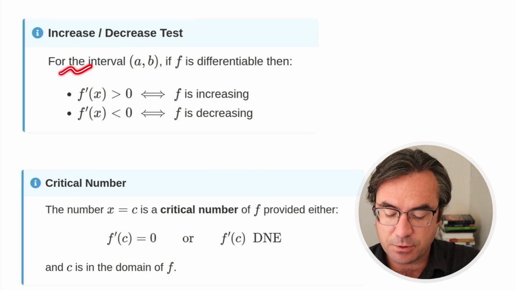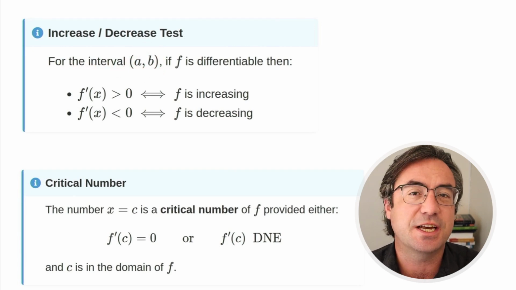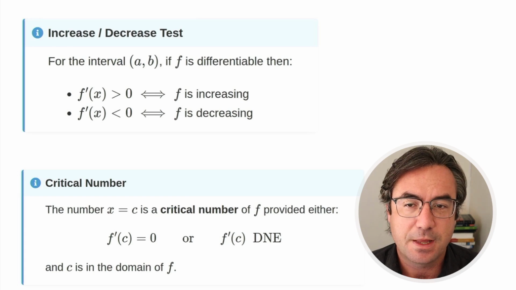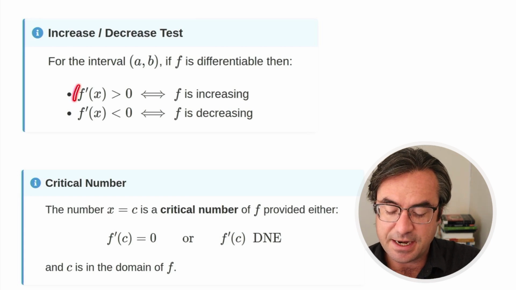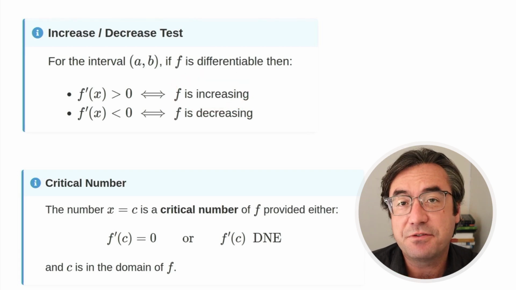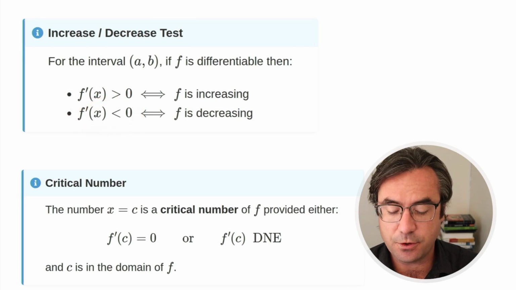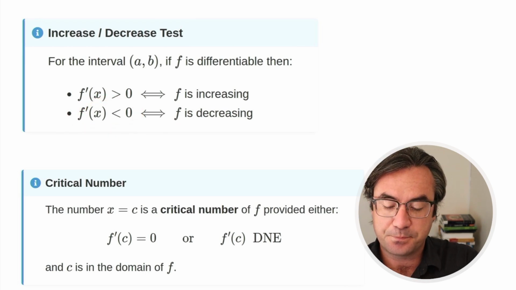So suppose that we're looking at an interval from a to b. You want to think of this as like a section of the x-axis. Well, what this says is that if the derivative is greater than 0, then the original function f is increasing. And if the derivative is less than 0, well, then the original function is decreasing.